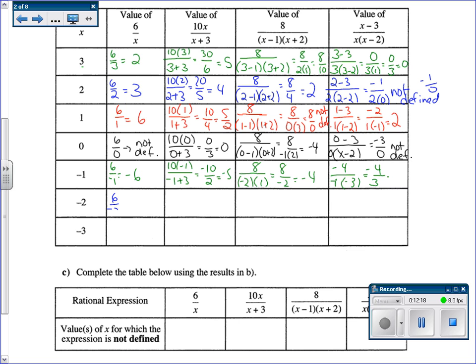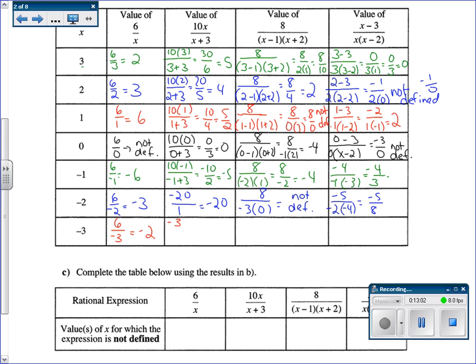6 over negative 2 is negative 3. 10 times negative 2 is negative 20, divided by negative 2 plus 3, which is 1. So that's negative 20. 8 divided by negative 2 minus 1 is negative 3, and negative 2 plus 2 is 0. So this is undefined, or not defined. Sorry, that was the term we were using. And negative 2 minus 3 is negative 5, and then divided by negative 2 times negative 4. So that's negative 5 over 8. That's good like that. And last one, 6 divided by negative 3 is negative 2.